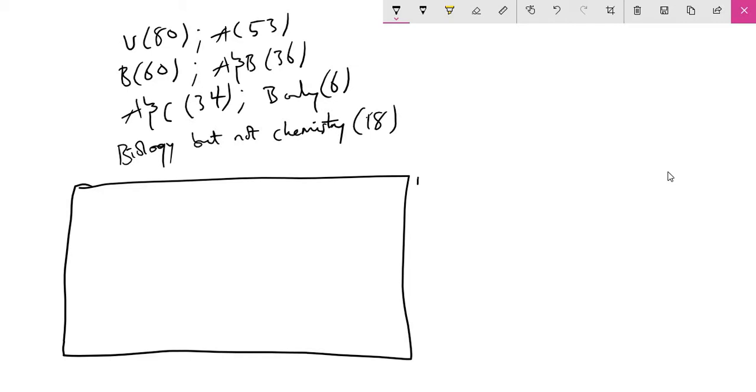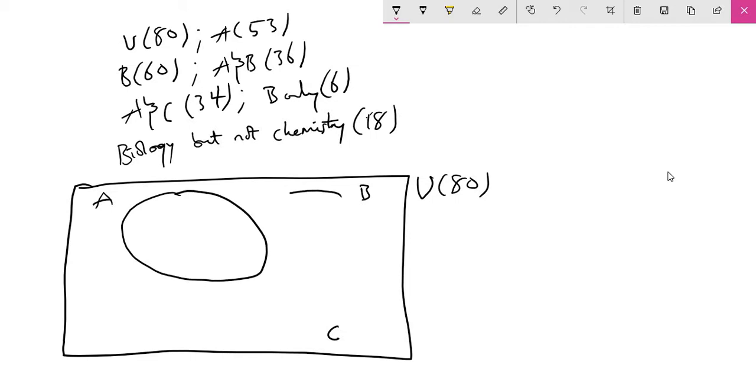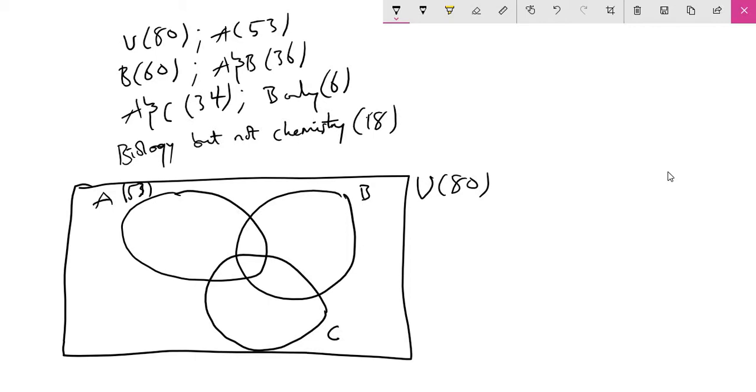So the universal set is 80. We have art, biology, and chemistry. Art is 53, biology 60, chemistry not known. Chemistry is actually part of the question, what we need to answer.